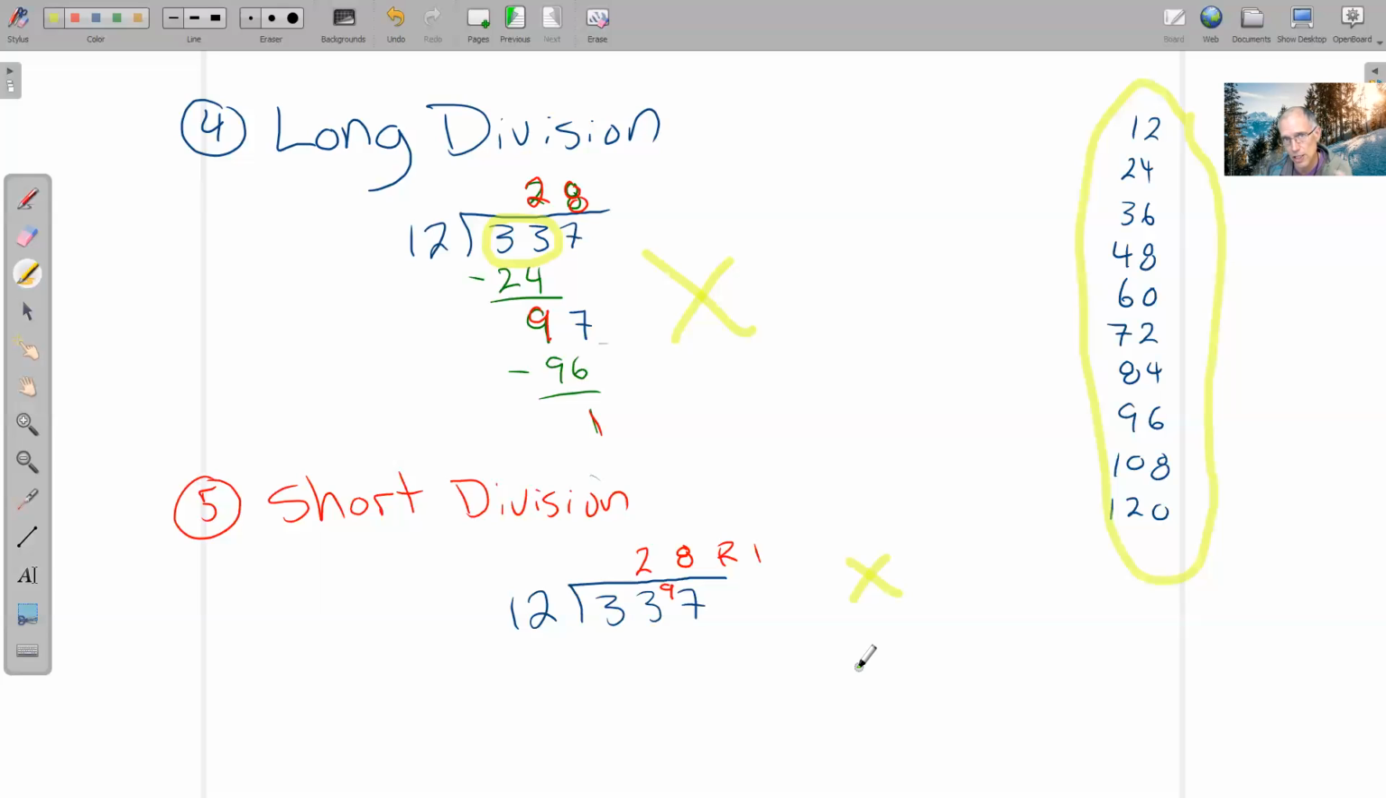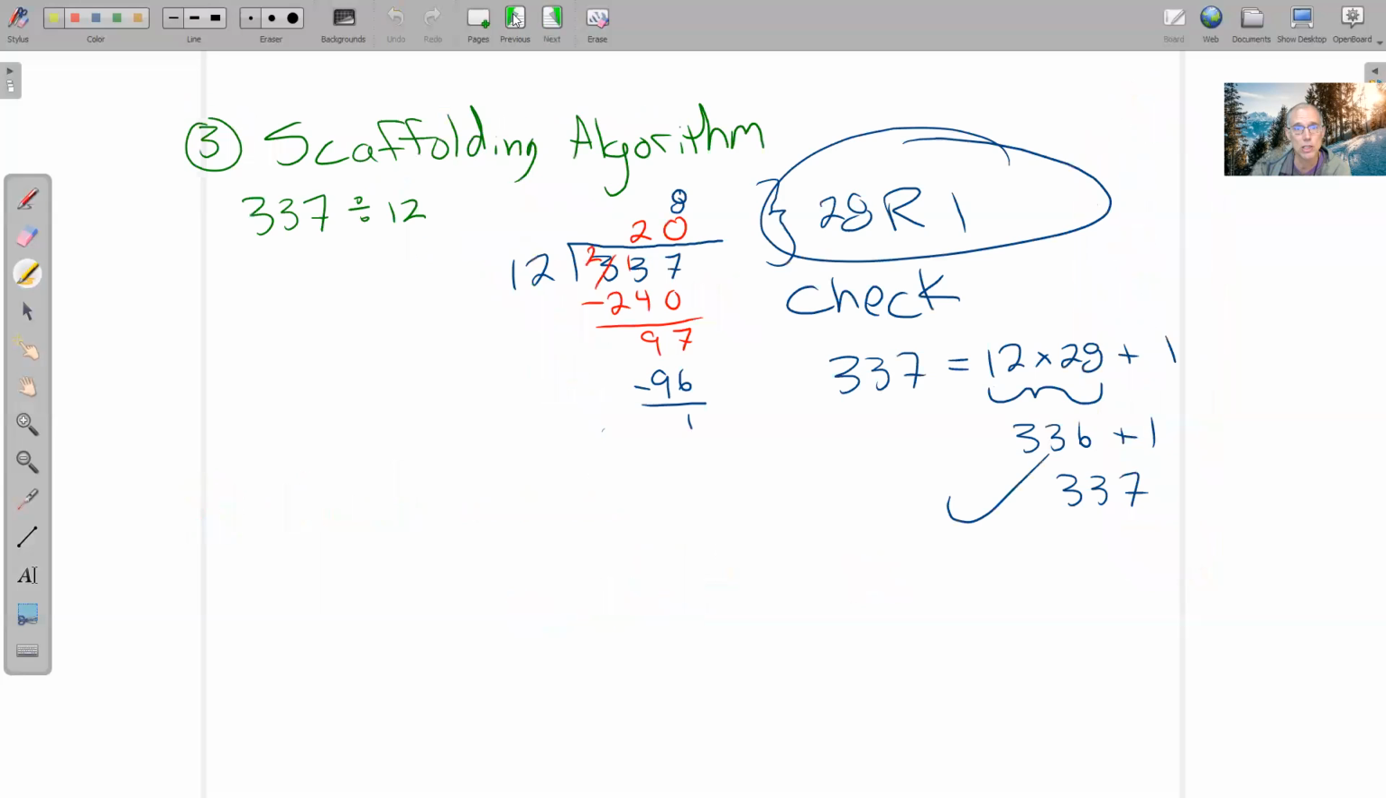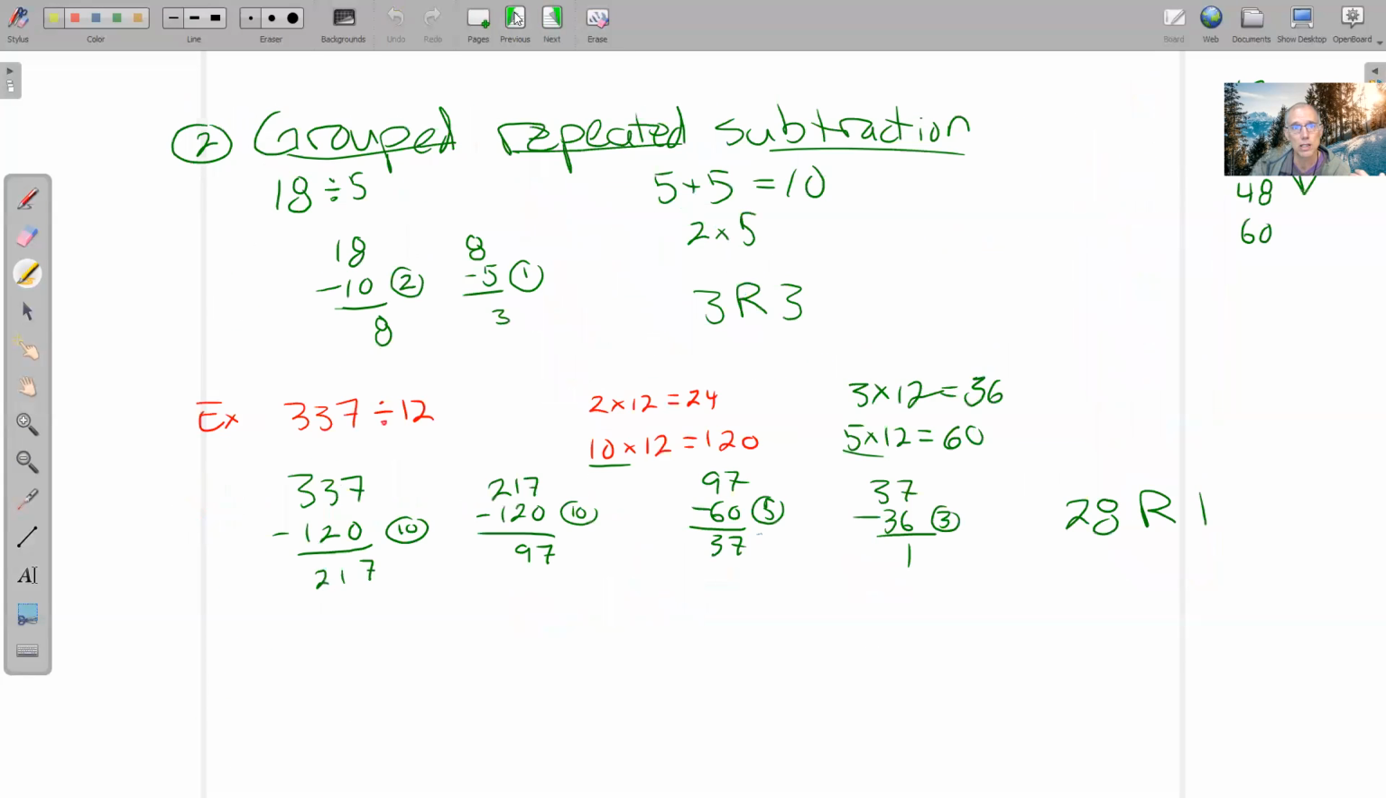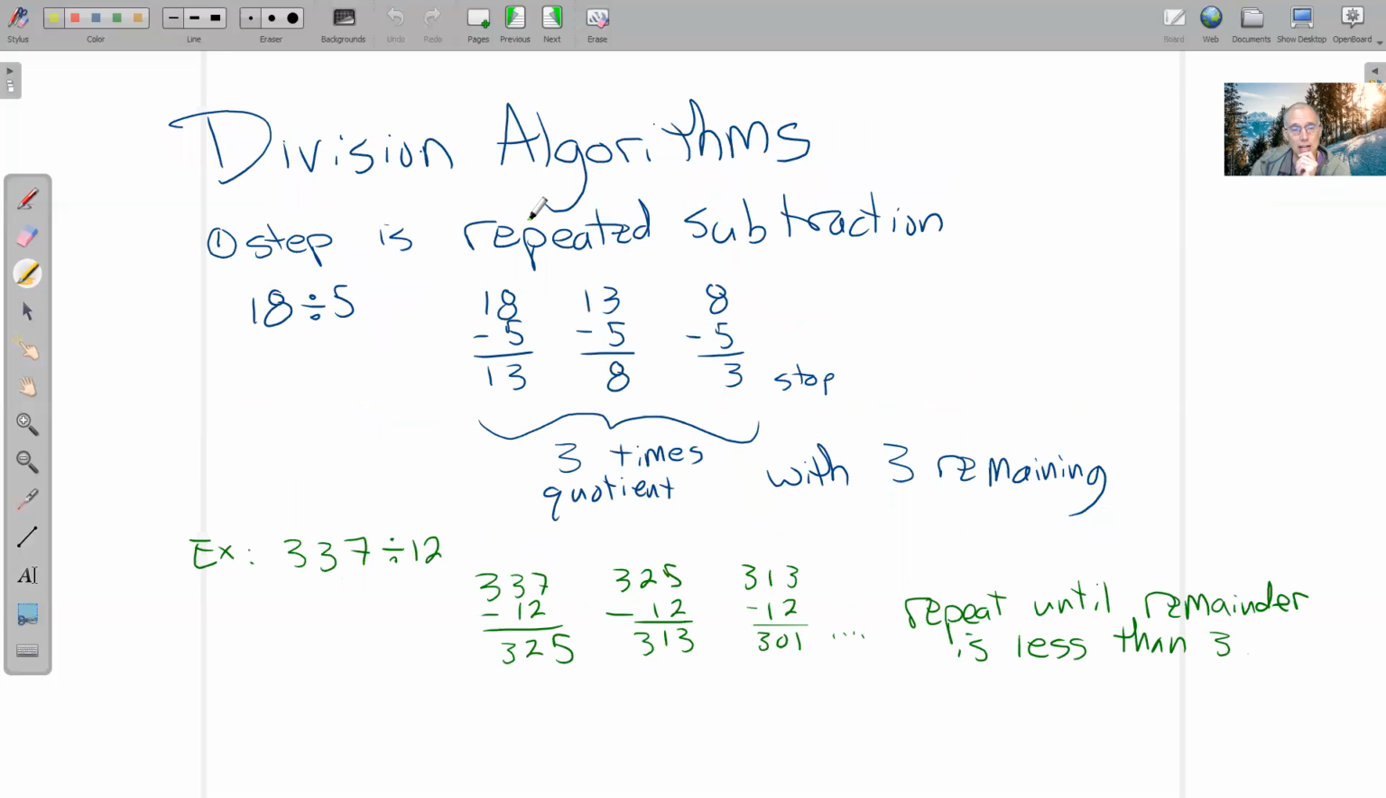Any questions on the algorithms? Again, so we have the short division, least writing. Long division is right up there with not writing much. Scaffolding, you write a little bit more because you fill in zeros for placeholders and keep track of place value. Double repeated subtraction, the grouped repeated subtraction that's kind of random, and subtracting one number at a time, which can take a while.